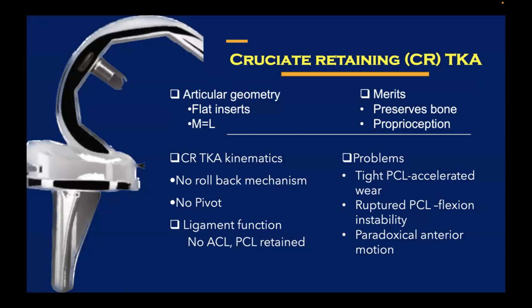Because we are retaining the PCL, the proprioception will be better, theoretically. And the problems of the CR knee include a tight PCL, because after balancing, if the PCL is tight, there can be accelerated wear. A ruptured PCL can be a catastrophic complication and can lead to flexion instability. And in some cases, there can be paradoxical anterior motion of the total knee. I'll come to what paradoxical anterior motion is later.